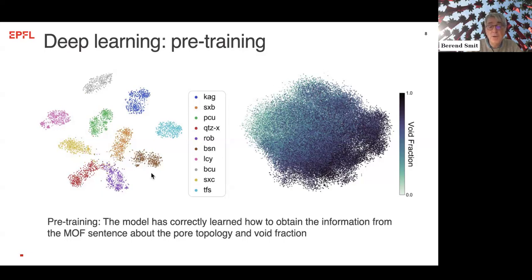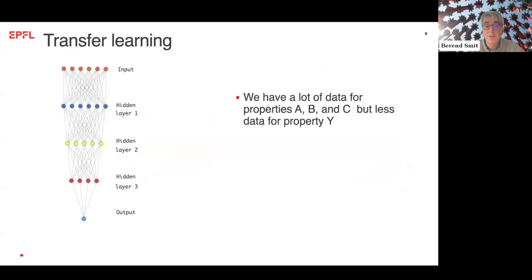You see we can color common materials and they all cluster together. You can color the void fraction and you see it all clusters together. So by this pre-training, and that is what you do, you have all these sentences of a MOF and some properties. You pre-train it, and if you analyze your pre-training network, you see this network has structure. And it's that structure you then leverage to do something we don't have enough experimental data for.